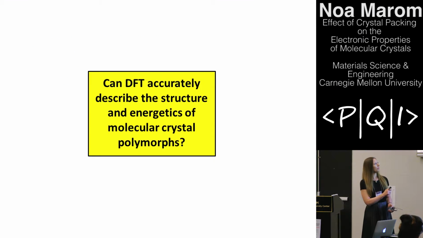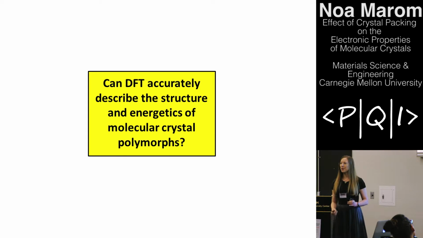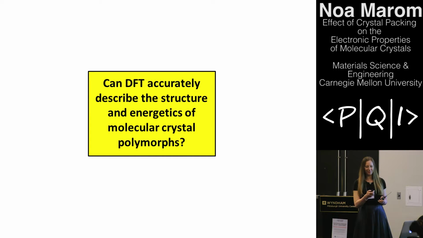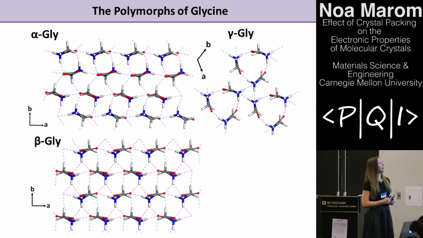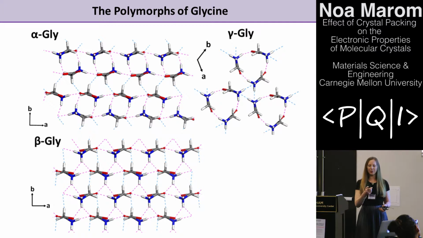So now the question is, can DFT accurately predict the structure and energetics of molecular crystals? Here's an example, the polymorphs of glycine. Glycine is the smallest amino acid, and beyond its biological importance, it's also an example for hydrogen-bonded networks, which is a very common binding motif in both naturally occurring and artificially engineered molecular crystals.